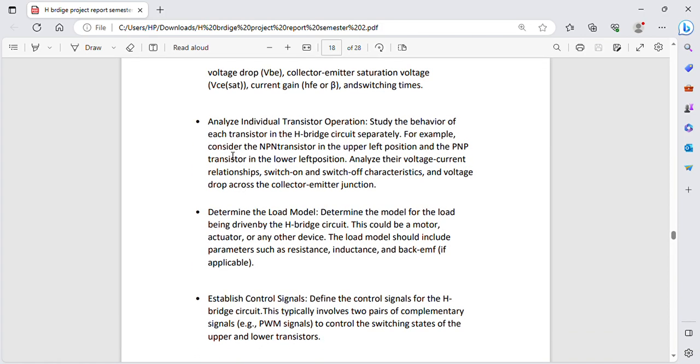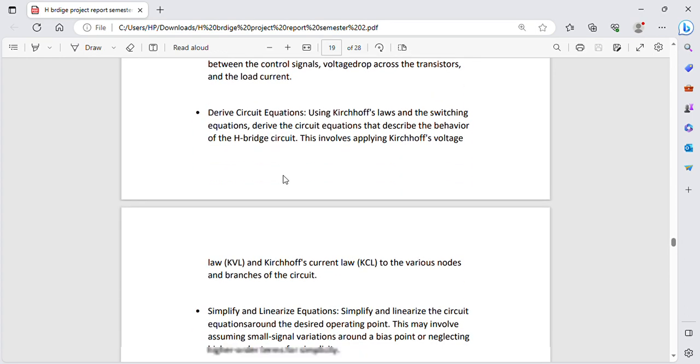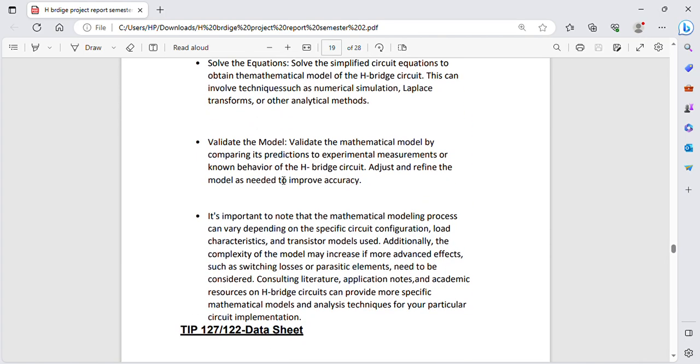The next step is to analyze individual transistor operations. Study the behavior of each transistor in the H-bridge circuit separately. For example, consider the NPN transistor in the upper left position and the PNP transistor in the lower left position. Analyze their voltage-current relationship, switch-on and switch-off characteristics, and voltage drop across the collector-emitter junction. So all these instructions are given here, and you must know and read them.